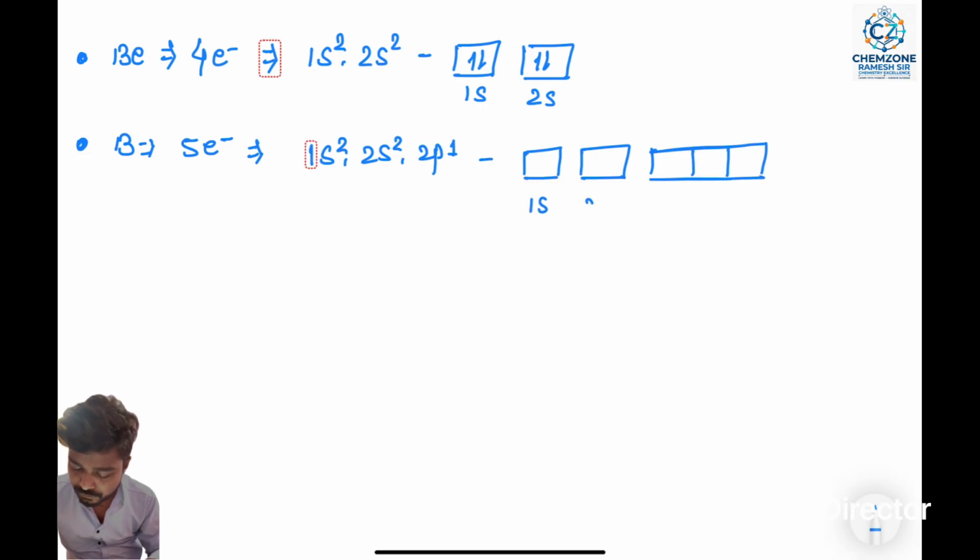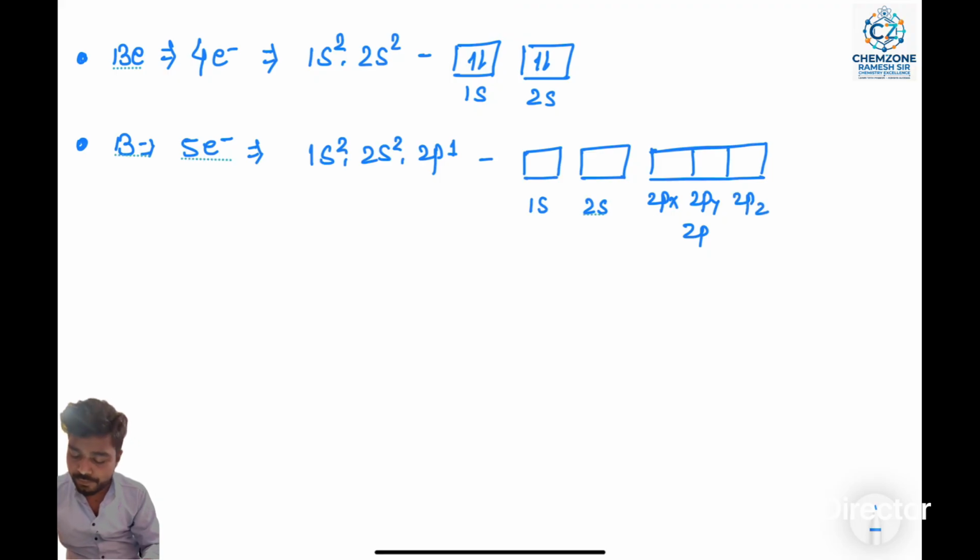So 1s, 2s and that is your 2p. So the sub-shell orbitals are named 2px, 2py and 2pz. Okay, that is the series of your boron. The electronic configuration of boron is 1s2, 2s2 and 2p1. So I am filling these electrons: 1, 2, 3, 4, 5. Okay, 5 electrons are present for this boron atom.